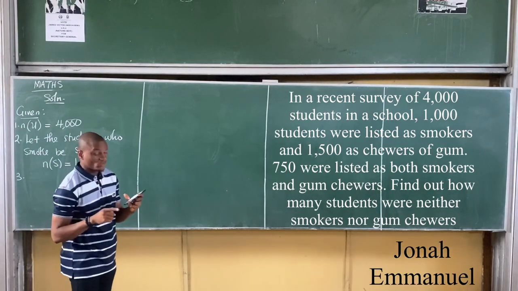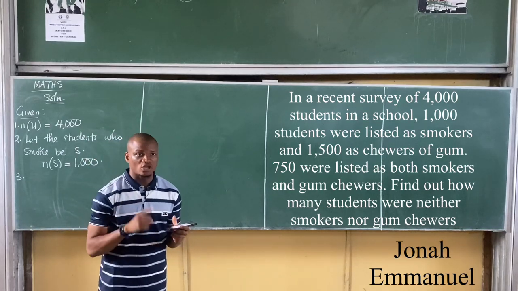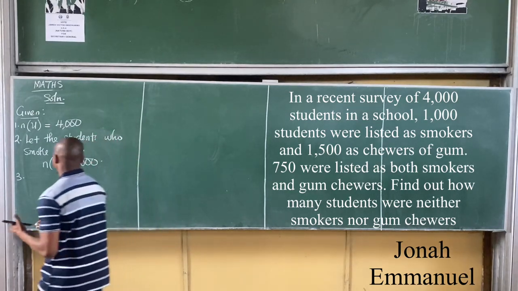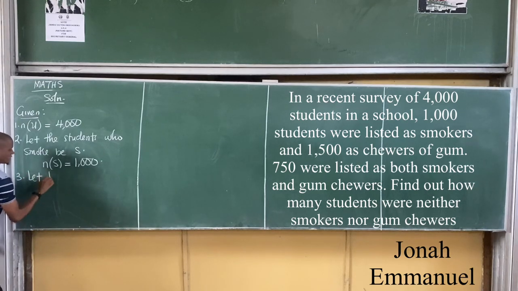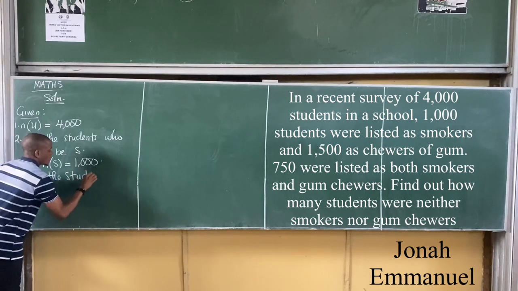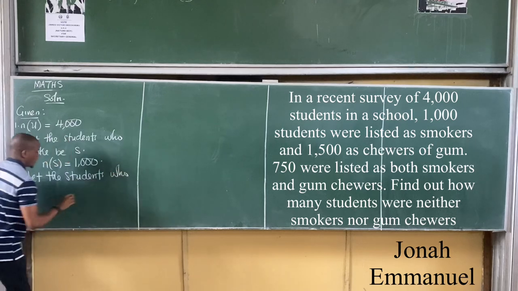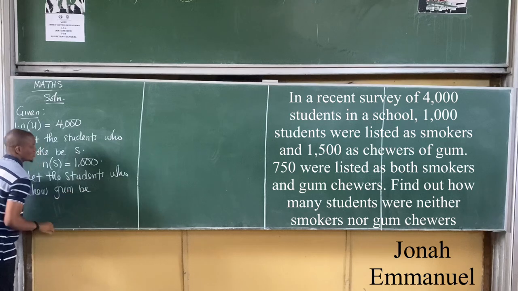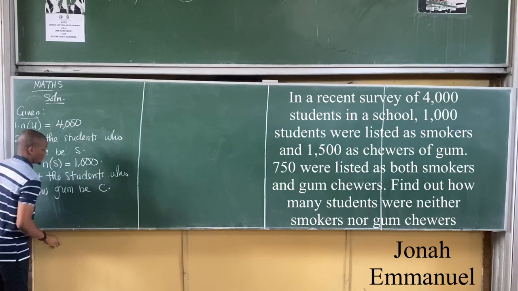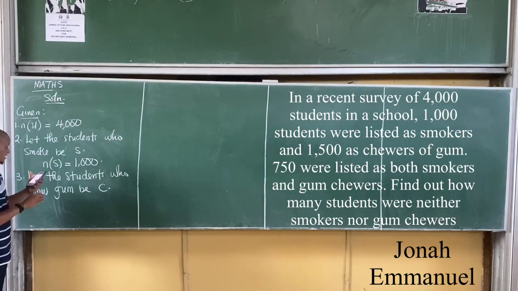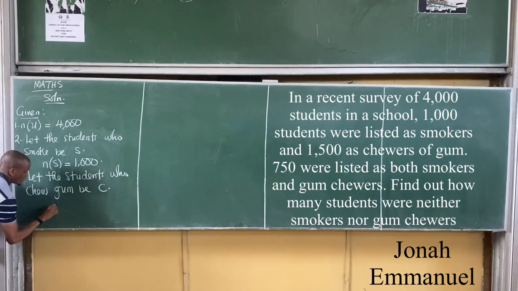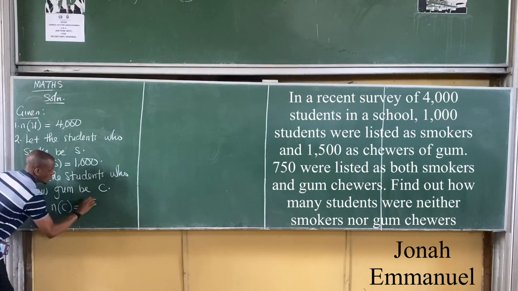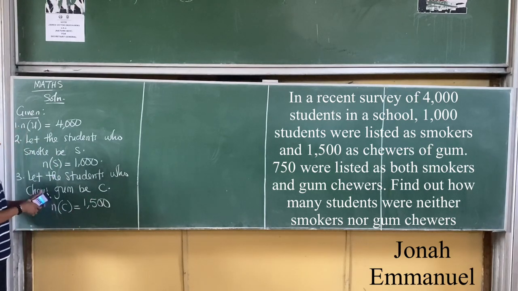Now, aside from smokers, we have gum chewers or chewers of gum. Number three, please. Let the students who chew gum be what? What do you use? C? Yes, okay, be C. Please, how many there? 1,500. So that means the total number of C is equal to 1,500. Okay? 4,000 students. Smokers are 1,000. Chewers of gum, 1,500.